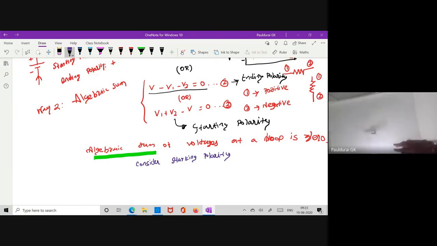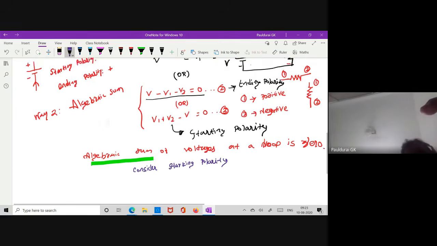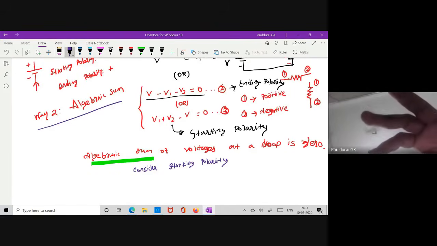I repeat, okay. So here what are we going to follow? We are going to follow way 2. In that we are going to consider starting polarity. It's very important. So I conclude: KCL we are going to follow way 1. KVL we are going to follow way 2.